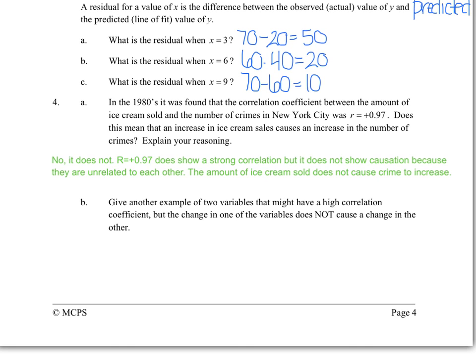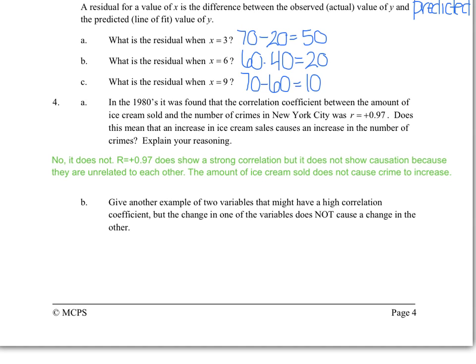So no, it does not. R equals 0.97 does show a strong correlation, because remember, the closer to 1 you get, the stronger the correlation, but it does not show causation because they are unrelated to each other. The amount of ice cream sold does not cause crime to increase. How much ice cream is sold and how much crime there is have nothing to do with one another.